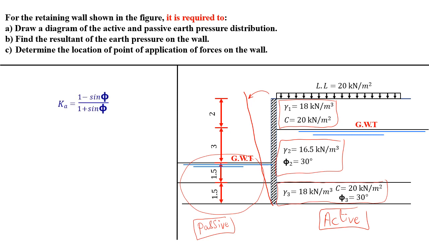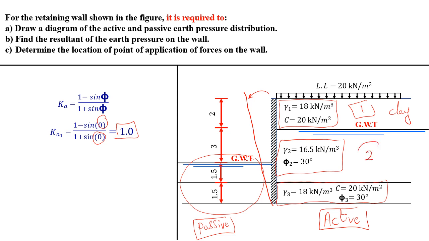K active is 1 minus sine phi over 1 plus sine phi. So for soil number 1, you only have to calculate K active. Phi is equal to 0 for soil number 1. It's a clay soil. So 1 minus sine 0 over 1 plus sine 0 is equal to 1. So K active for the first clay layer is equal to 1.